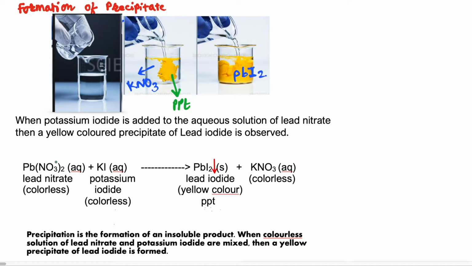So lead nitrate is a colorless aqueous solution, potassium iodide is a colorless aqueous solution, and when they are mixed together, it forms yellow colored precipitate lead iodide, which is shown with an arrow pointing downward, along with the colorless aqueous solution of potassium nitrate. So we can say that precipitation is the formation of an insoluble product.